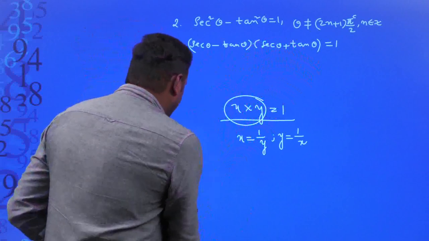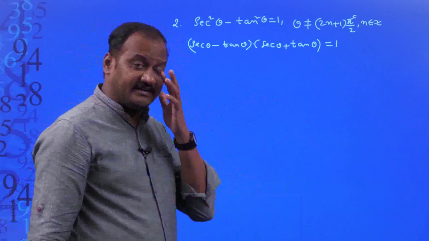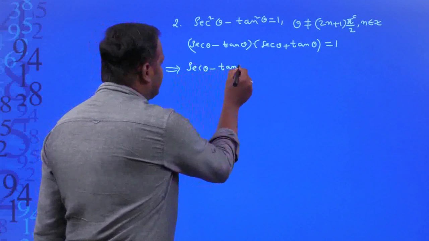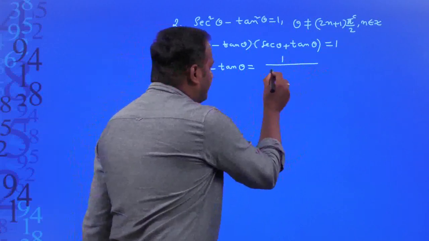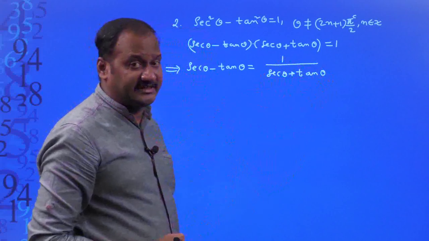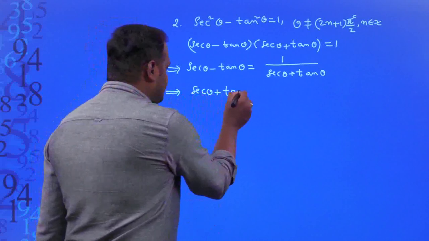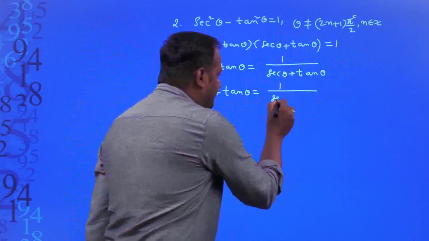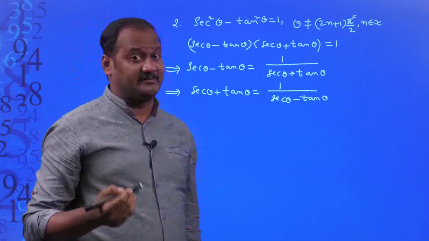Let us try to figure out the values of secant theta plus tan theta in terms of secant theta minus tan theta, and secant theta minus tan theta in terms of secant theta plus tan theta. From this, I am going to find out the value of secant theta minus tan theta. When you transpose secant theta plus tan theta towards the right hand side, it is going to be 1 divided by secant theta plus tan theta. So, this is the value of secant theta minus tan theta in terms of secant theta plus tan theta. Similarly, what is the value of secant theta plus tan theta? Now you transpose secant theta minus tan theta towards the right hand side, then it is going to be 1 divided by secant theta minus tan theta. So, we can use these two identities in order to solve some typical problems.